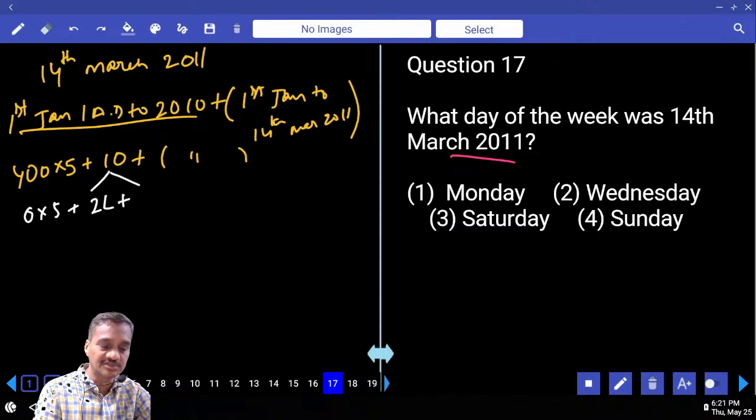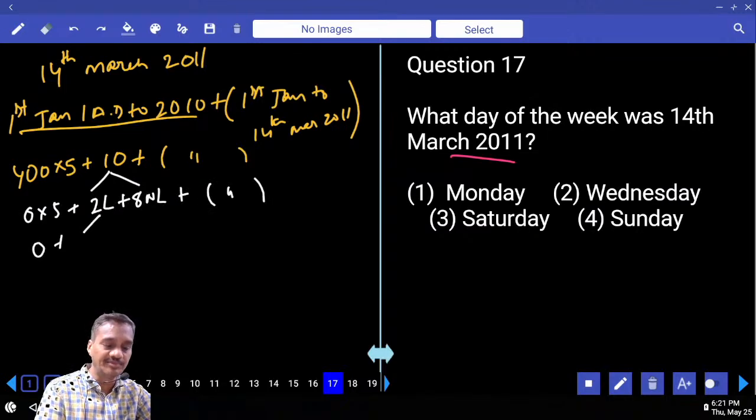How many non-leap years? The remaining 8 non-leap years, plus this one. Now here 0 into 5, 0. A leap year will have how many odd days? 2. And so 2 into 2, 4. Non-leap year 1. 8 into 1, 8. Plus, now this one. 4 plus 8 is how much?